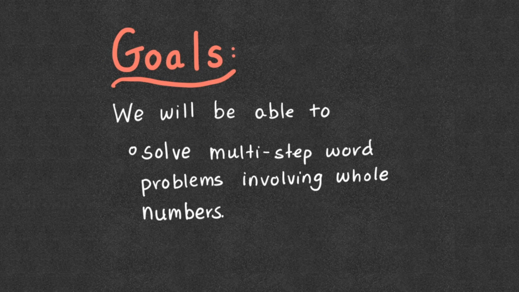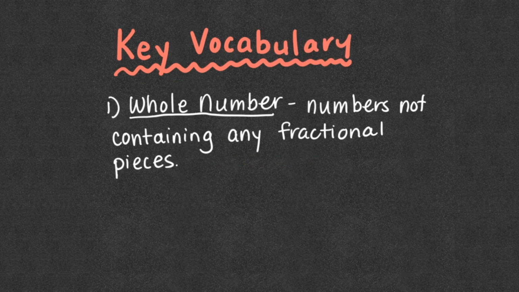Today, our goals. We will be able to solve multi-step word problems involving whole numbers. Keyword is multiple step. A lot of the word problems we're going to go through are going to be more than one step, so being able to break down those word problems into smaller pieces is going to be so important today. Our key vocabulary: one is a whole number, numbers not containing any fractional pieces.